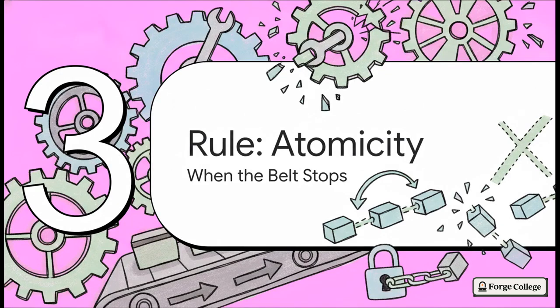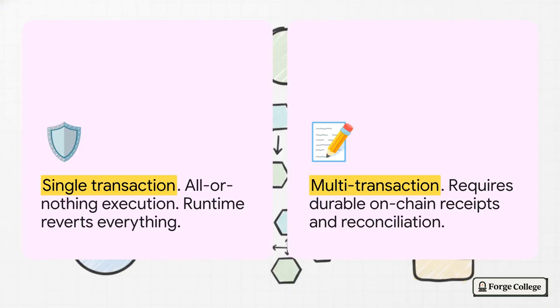Atomicity. When the belt suddenly stops. Okay, so what happens when the machinery jams? Look at the stark contrast here. On the left, we have the beautiful, elegant safety of atomicity. Because a CPI happens in a single transaction, it's completely all or nothing. If gate 3 fails to open for some reason, the runtime just hits the emergency stop and reverts the entire conveyor belt back to zero.